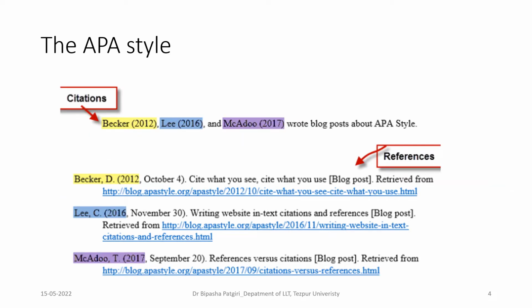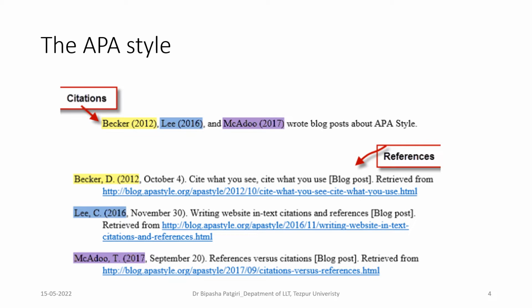The APA style gives you the citation in this form. So this diagram is divided into two parts. As you can see, the first one is citation, where it starts with Baker, the name of the person who had written it in 2012, then followed by Lee 2016 and McAdoo 2017. So you can see they are chronologically ordered, not alphabetically as such, but chronologically ordered.